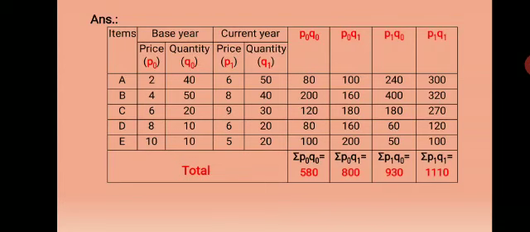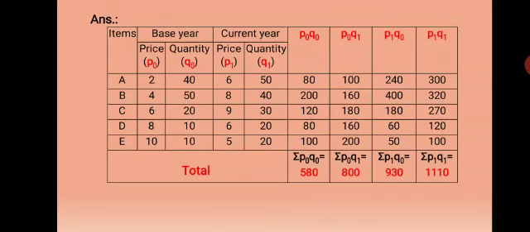Then we will calculate P0 into Q1. That is 2 into 50 is 100. Then 4 into 80 is 160. Then 6 into 30 is 180. Then 8 into 20 is 160. And the last is 10 into 20 is 200.